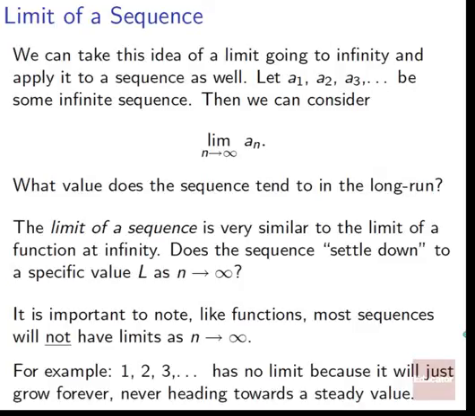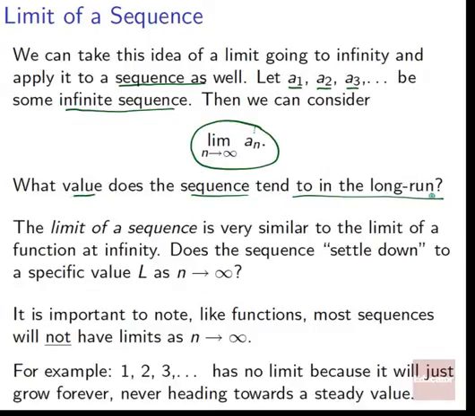Another thing that we can talk about, using this idea of a limit at infinity, as a limit goes to infinity, we can apply it to a sequence as well. So if we have some sequence a1, a2, a3, a4, a5, and so on, some infinite sequence that just keeps going on forever and ever, then what we can consider is the limit as n goes to infinity of an. What does our sequence go towards? What value does the sequence approach in the long run? What will it be going towards as n becomes ever larger and larger?